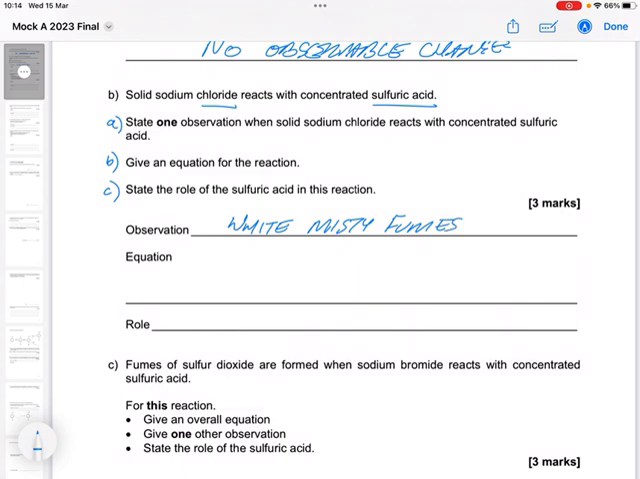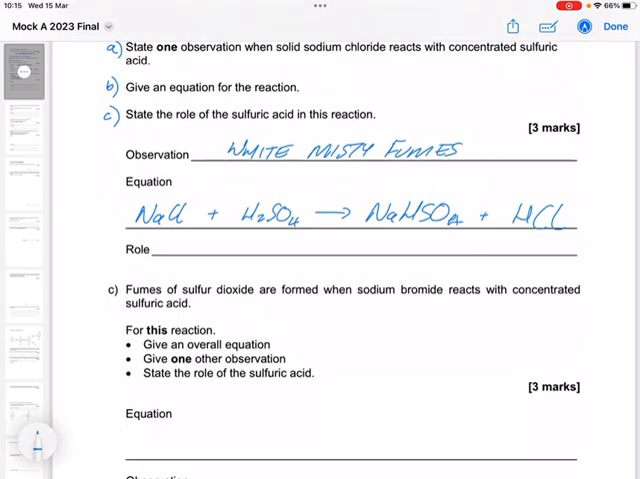And the equation for that, NaCl plus H2SO4 goes to NaHSO4 plus HCl. An alternative equation for that would be 2 NaCl with H2SO4 goes to Na2SO4 and 2 HCl. And the role of the sulfuric acid in this, it behaves as an acid. Okay, so this is not the redox reaction.